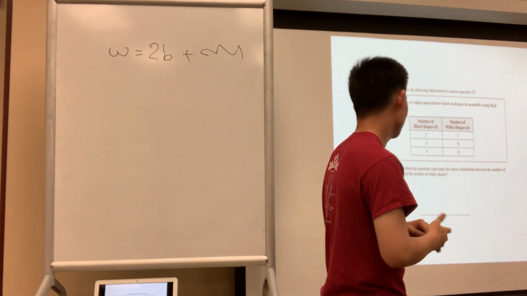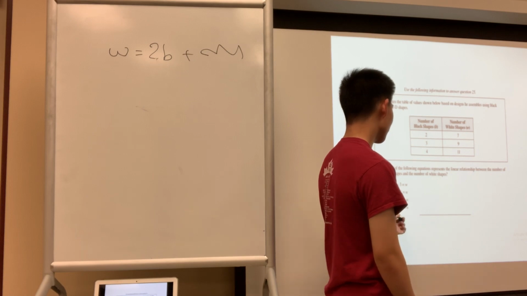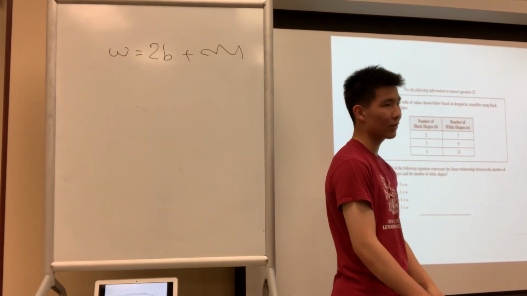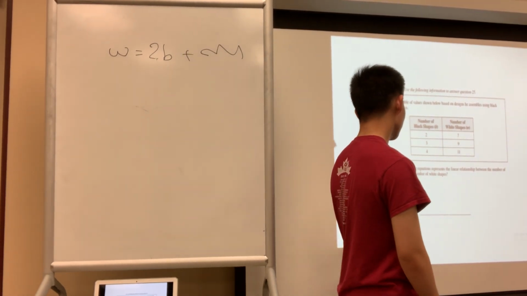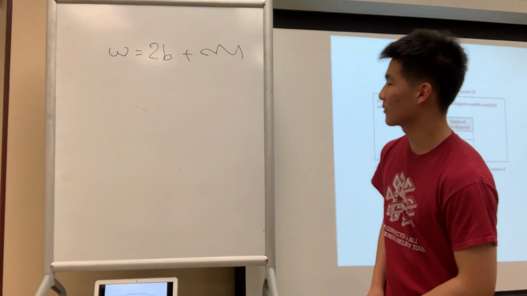the constant or coefficient of B as 2. And if you actually tried to plug in the values, which I would recommend if you wanted to verify it, you would find that this equation does model the actual table. So the answer is D.